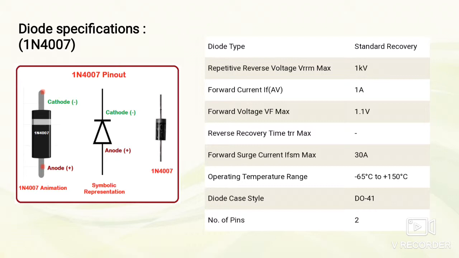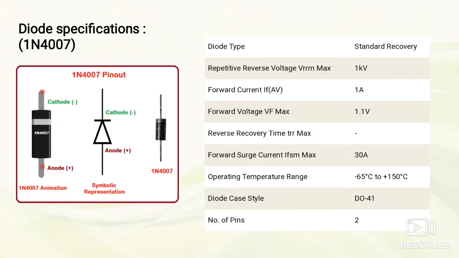Forward surge current is maximum peak amount of current the diode is able to conduct in forward bias mode. It depends on the thermal capacity of the diode and it is 30 ampere. Operating temperature is also called as junction temperature and it is the maximum allowable temperature for the diode at PN junction. It has range minus 65 degrees Celsius to 150 degrees Celsius.